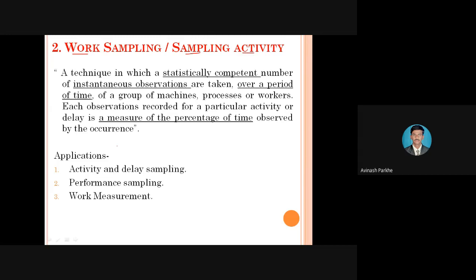But for that purpose, what is the requirement? We have to take a number of observations. So if we are visiting that particular production department once in a day, 4 times, 5 times, 6 times, according to that number of visits, we have to identify the percentage of working and the percentage of idle condition. Therefore, work sampling is a process in which a number of observations are made.